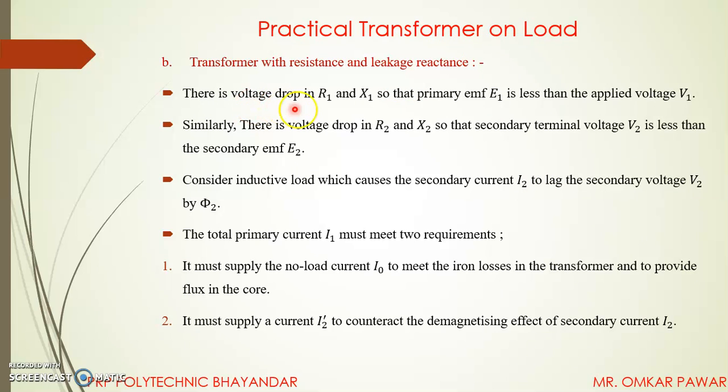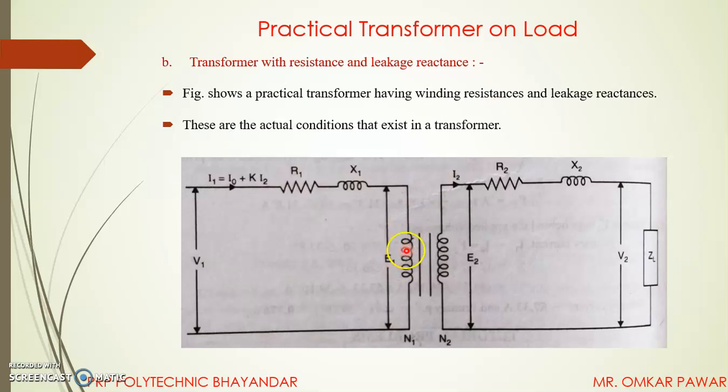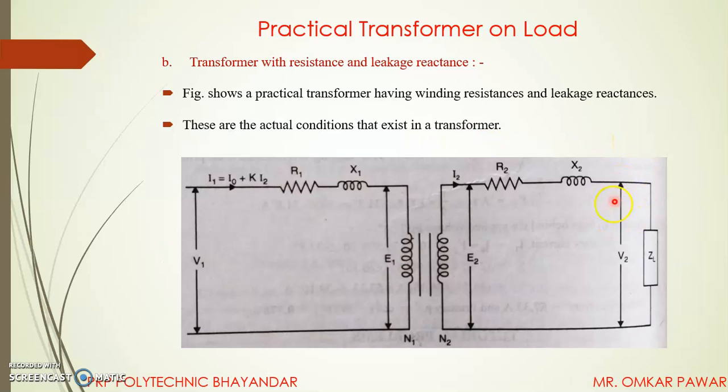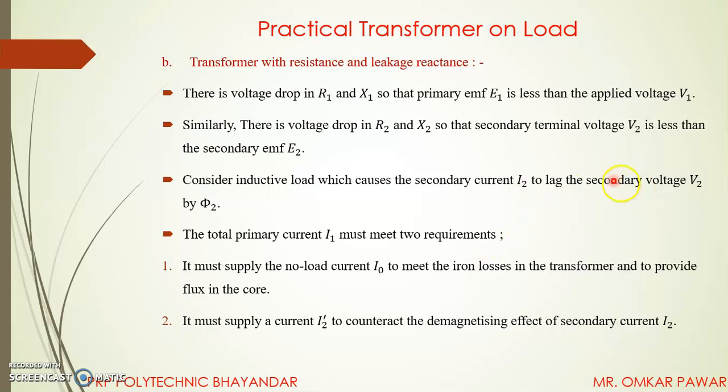So there is a voltage drop as we consider these parameters. So there will be a voltage drop in R1 and X1. So the primary EMF E1, that is this induced EMF E1, will be less than the applied voltage V1. Similarly, there is a voltage drop in R2 and X2. So the secondary terminal voltage, that is this terminal voltage, will be less than the induced voltage E2.